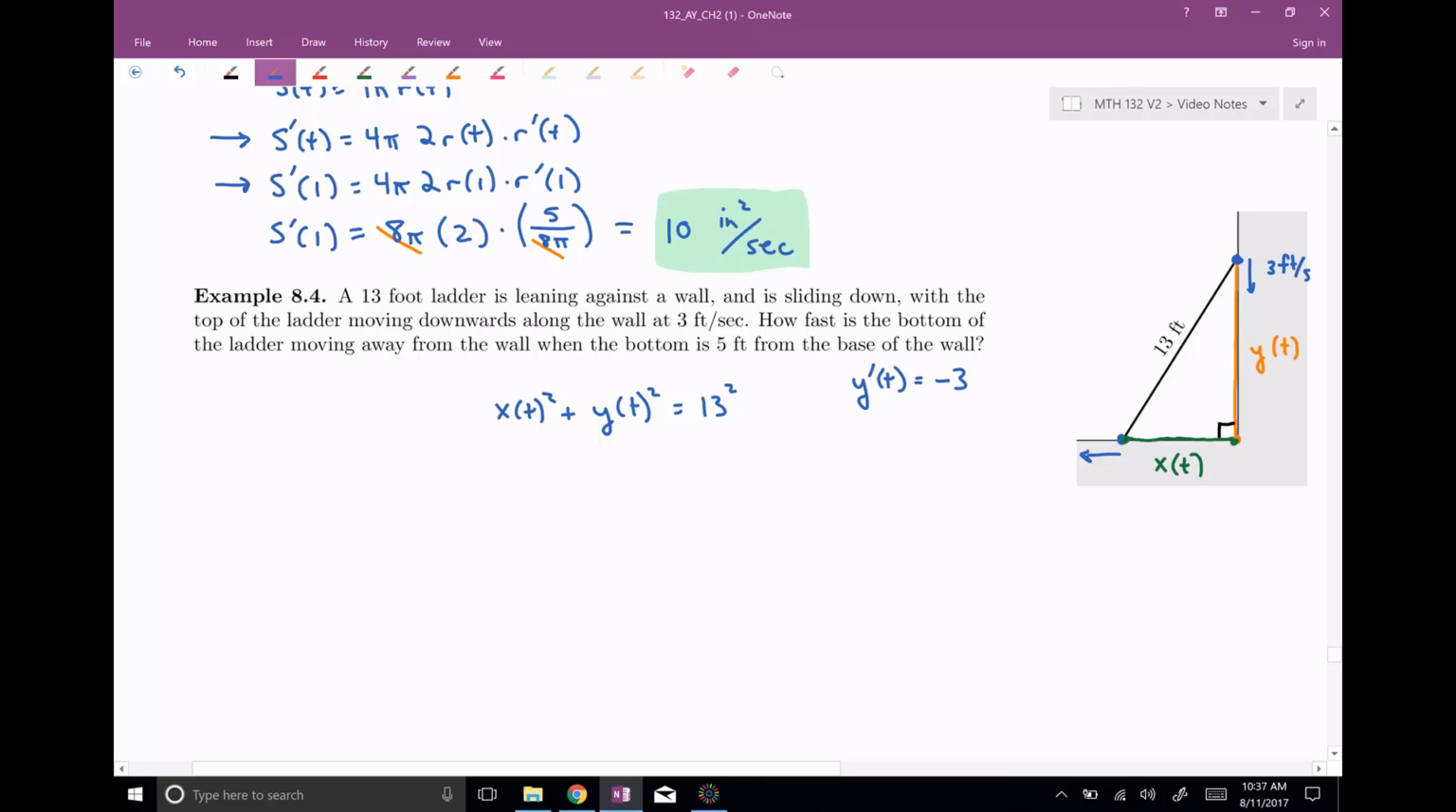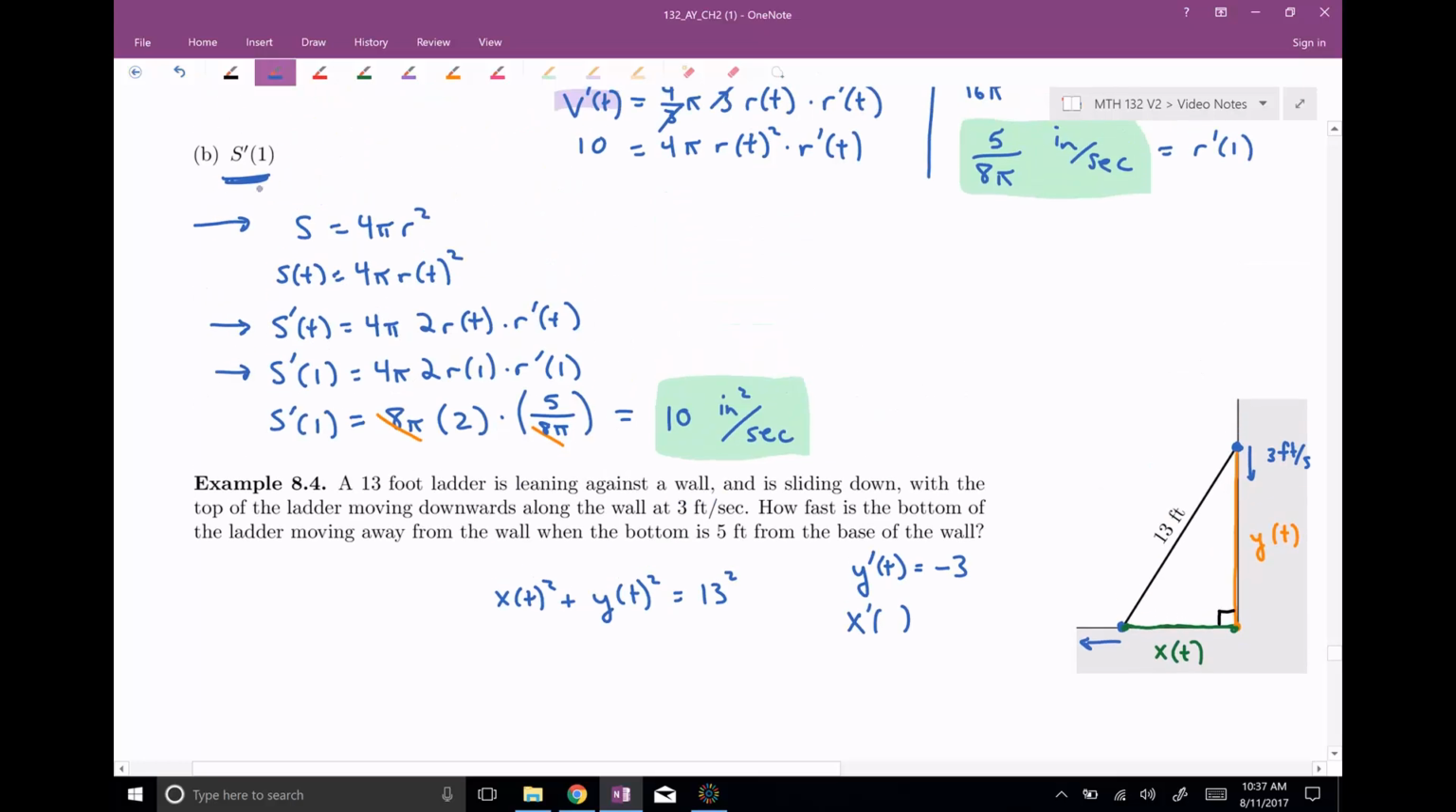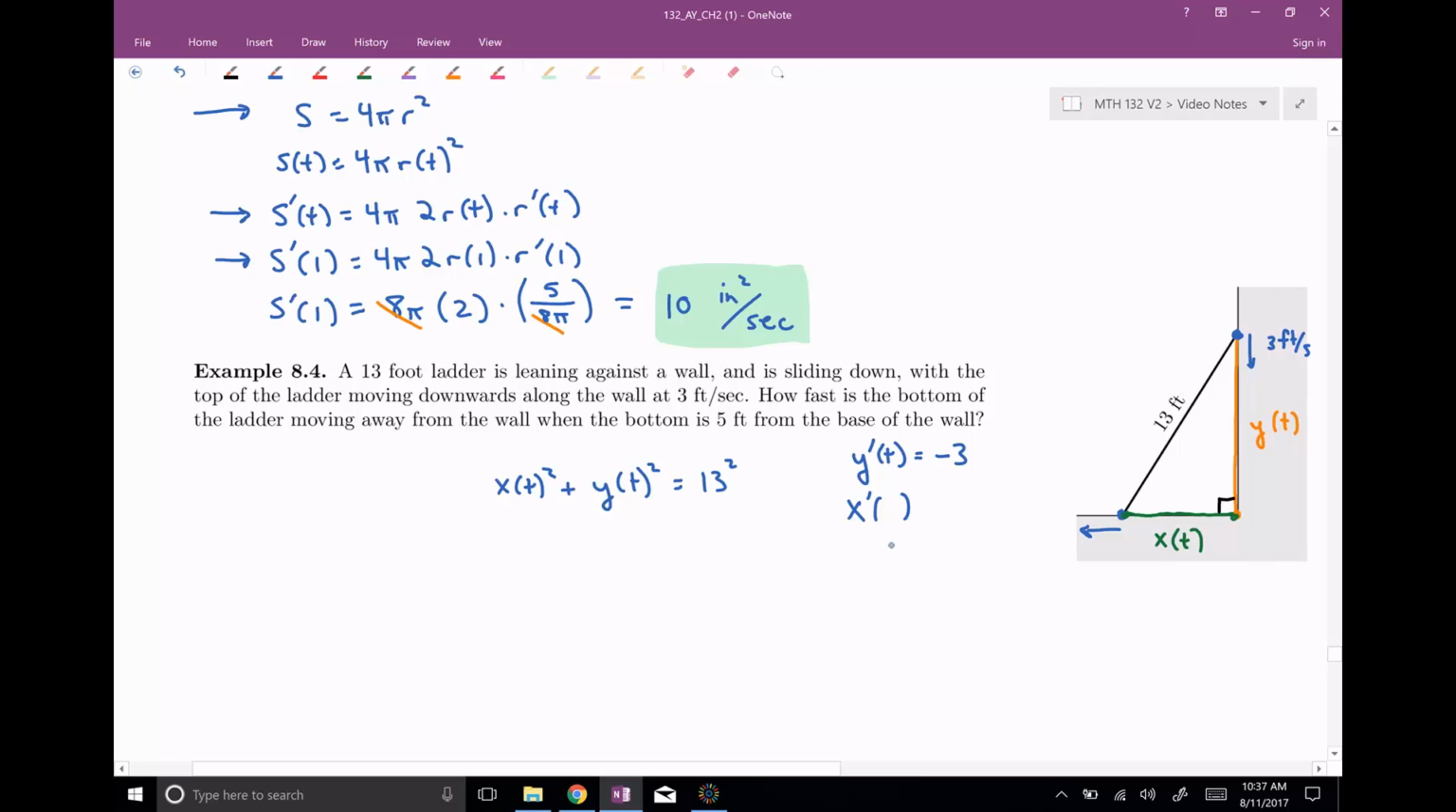Now the thing that we want to know is, how is this x value changing? The question is, how fast is the bottom of the ladder moving away? So this is asking how this x value is changing. Again, it's a rate of change. So in order to answer this question, we want to solve for x prime at a particular instant. Before, up here, it was at time 1. In this case, we don't know the exact time. It says when the bottom is 5 feet from the base of the wall. So it doesn't say at time 2 or time 3, but at some time when the base is 5 feet away from the wall.